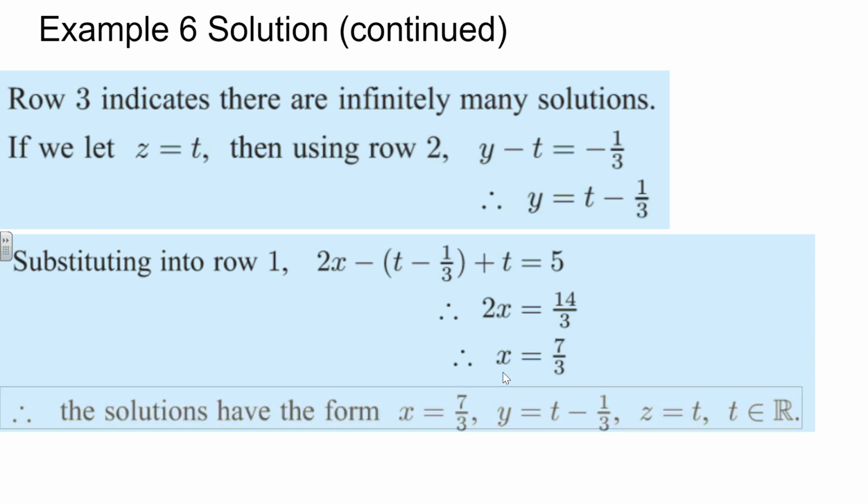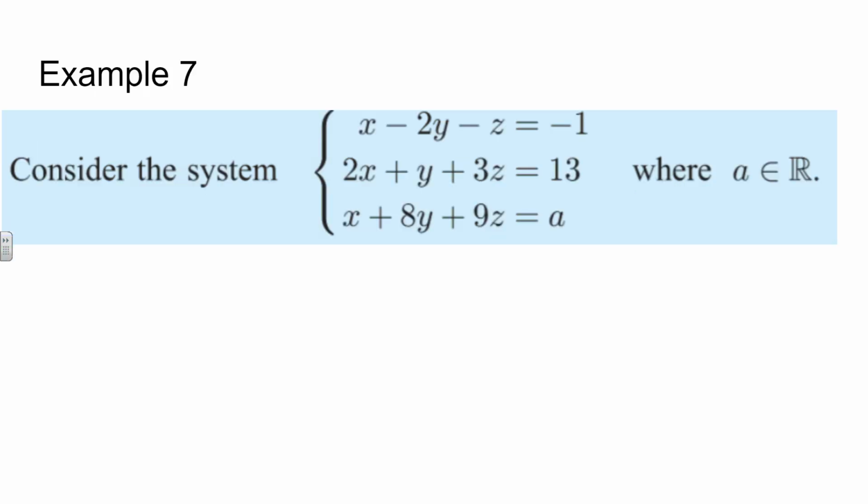So I can write my solution, x equals 7/3, y equals t minus 1/3, and z equals t, where t is a real number. All right, so again, there are infinitely many solutions, but they're going to take this form here, right? And as long as t is a real number, this solution will work. All right. I think this is our last example here, example 7.